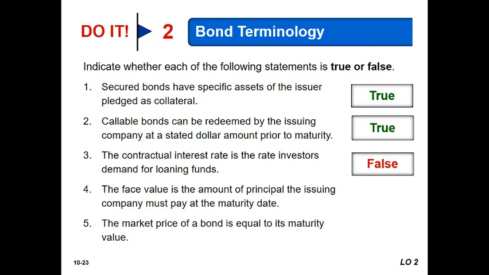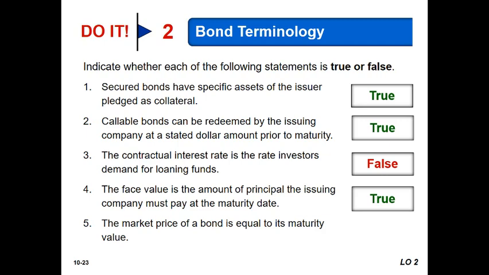The face value is the amount of principal the issuing company must pay at the maturity date. This is absolutely true in the case of any types of notes payable or bonds payable, that the face value is the amount of principal that the company is going to have to pay out on the maturity date.